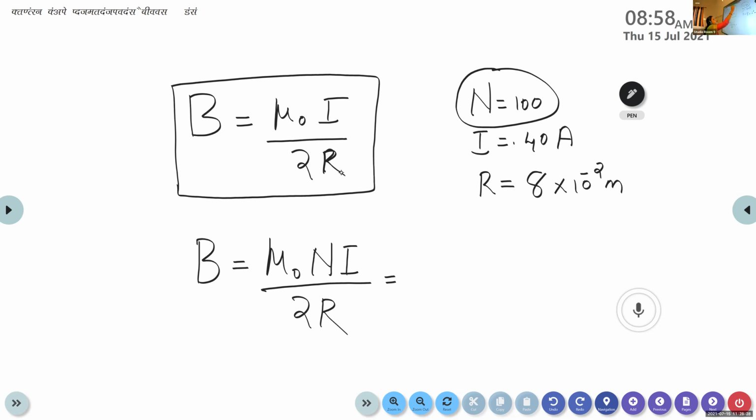This is the final equation. After all the substitution, we get the equation B is equal to mu 0 I divided by 2 pi r, the magnetic field due to a circular coil.